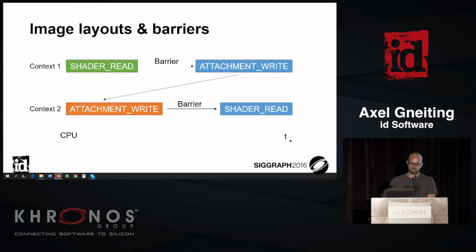So to explain this a bit, let's say we use the same image in context one and in context two. In context one, the last frame state is shader read, and then that does a barrier to attachment write. And then in context two, we go from attachment write again to shader read. So in this case, we have to patch this initial state in context two to attachment write. Otherwise, from the last frame, it would still have been shader read, which would be wrong because context one on the GPU actually put it into attachment write.